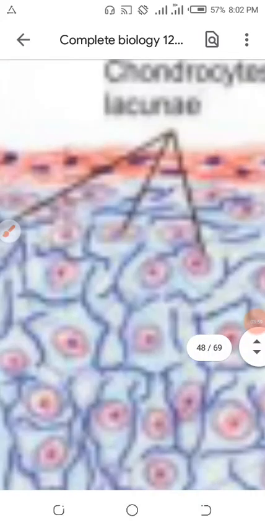The areas of the body like ear, like nose, like trachea, like your limbs, if you want soft structure, you want locomotion also, you want little movement also, you need cartilage. Bone will not be able to move in such positions, especially the positions which are the joints. For example, you see the joints.